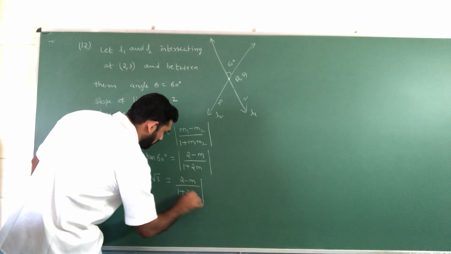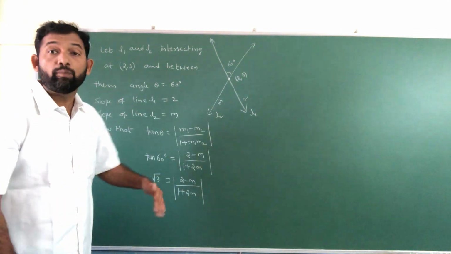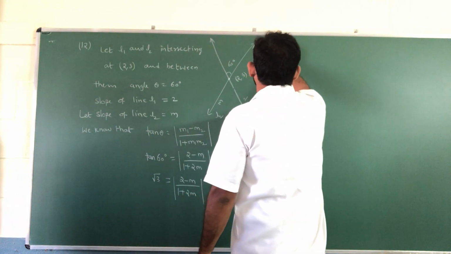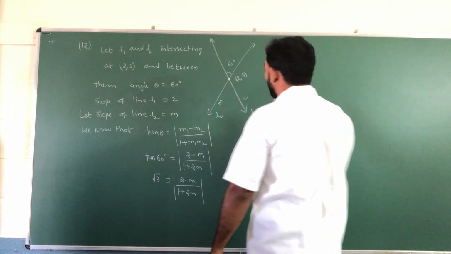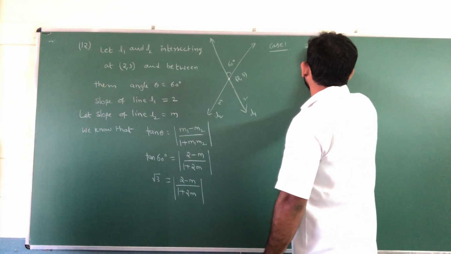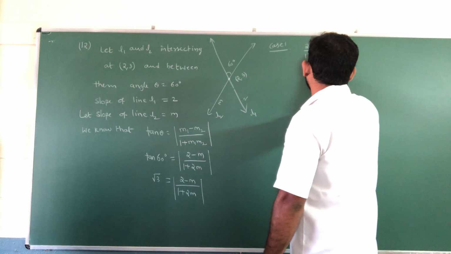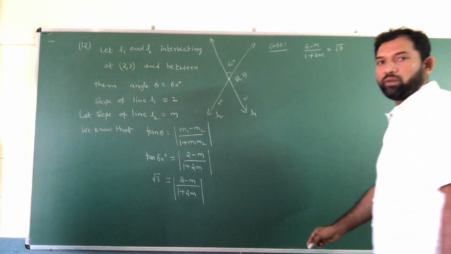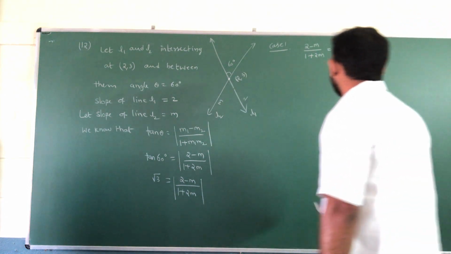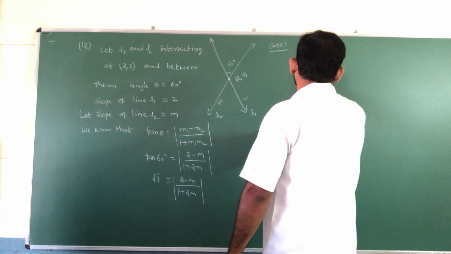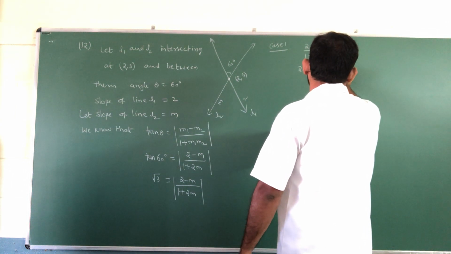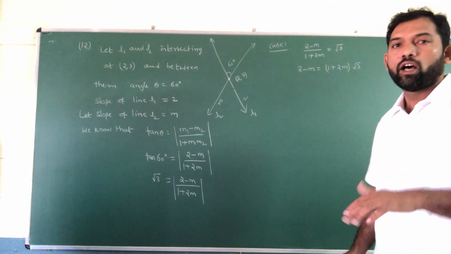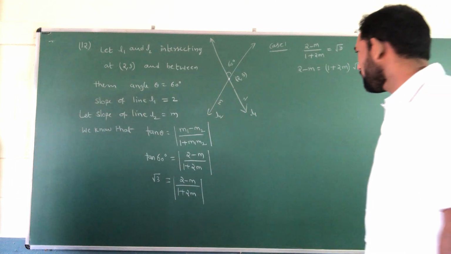2M). So if we are removing the modulus, you have to take case 1 and case 2. Case 1: (2 minus M) divided by (1 plus 2M) is equal to root 3. So simplifying, 2 minus M is equal to (1 plus 2M) into root 3. In case 1 you take root 3 as positive. Right?